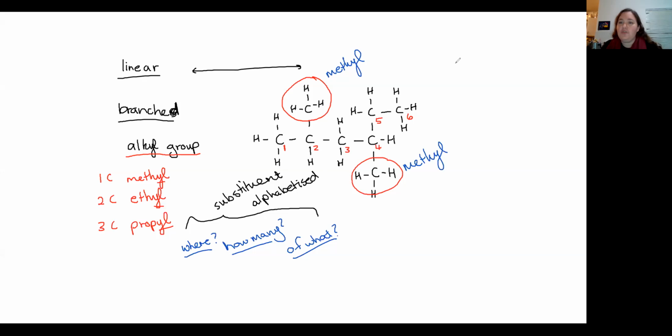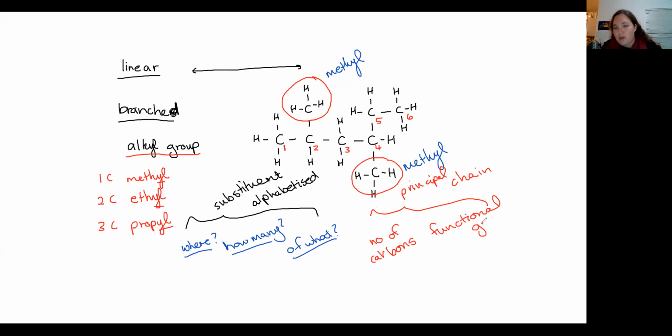Then I want to know for my principal chain, which comes afterwards, I need to know the number of carbons, and I need to know what its functional group is. If it's got any important functional groups, quite often we add in the additional detail that just before the functional group, I want to know where is that particular functional group.